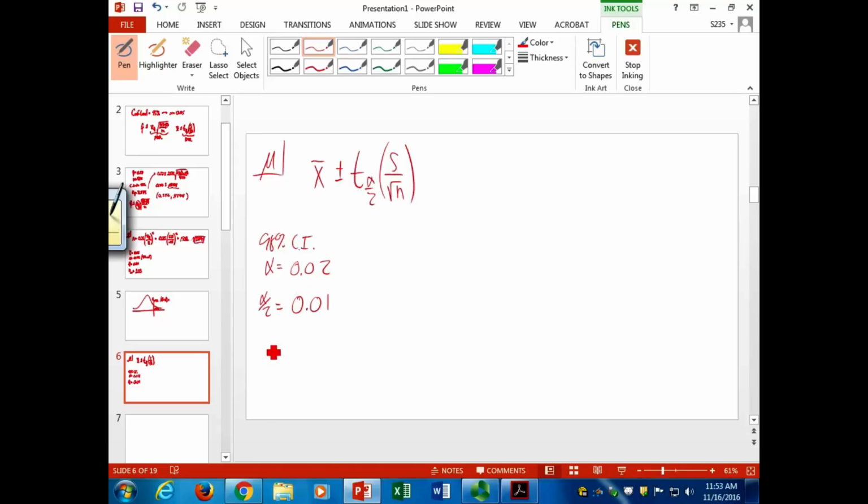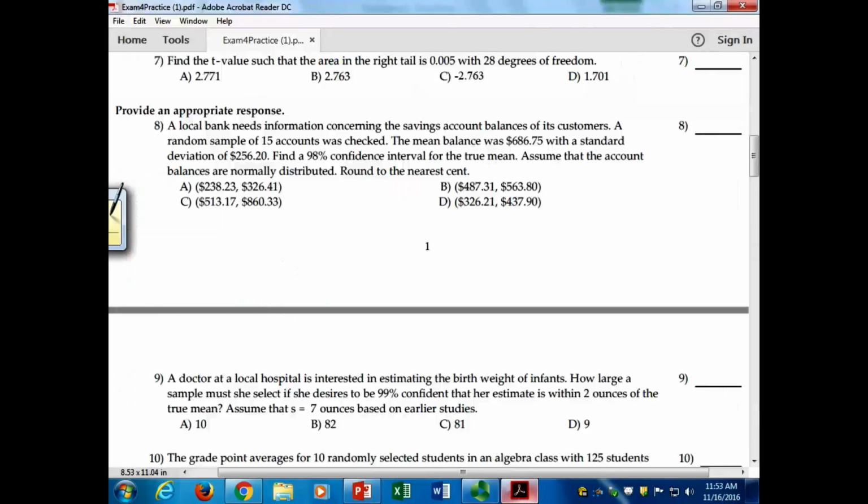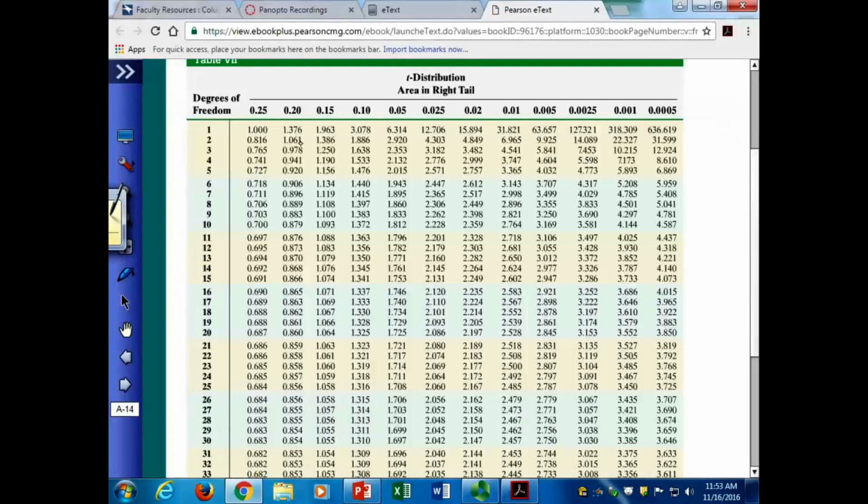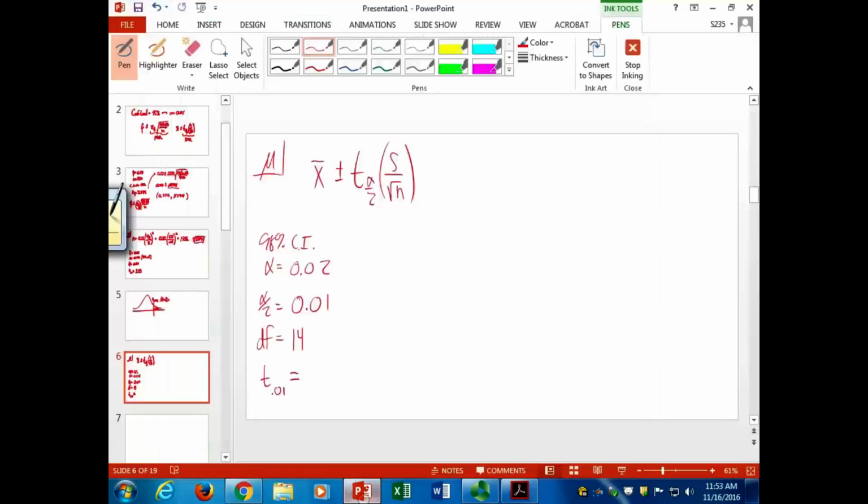If there were 15 samples, what are our degrees of freedom? We have 14 degrees of freedom. So we're looking for t sub 0.01 with 14 degrees of freedom. I'm on this column with 14 degrees of freedom, and it looks like it's 2.624. So that's going to be my multiplier for my confidence interval.